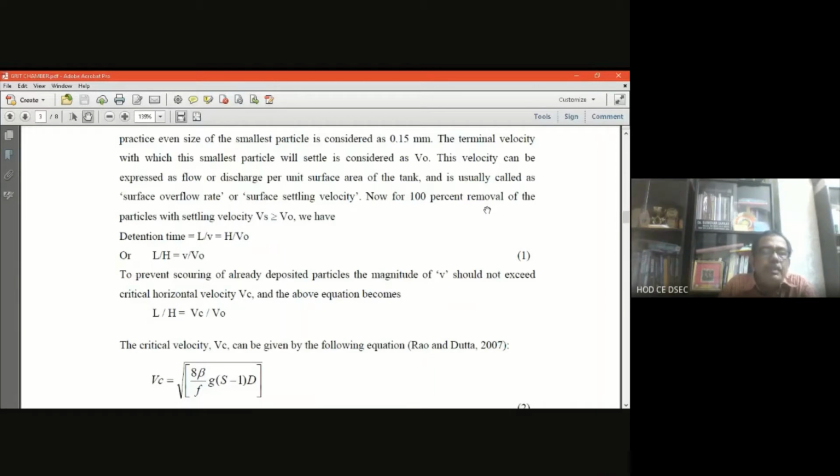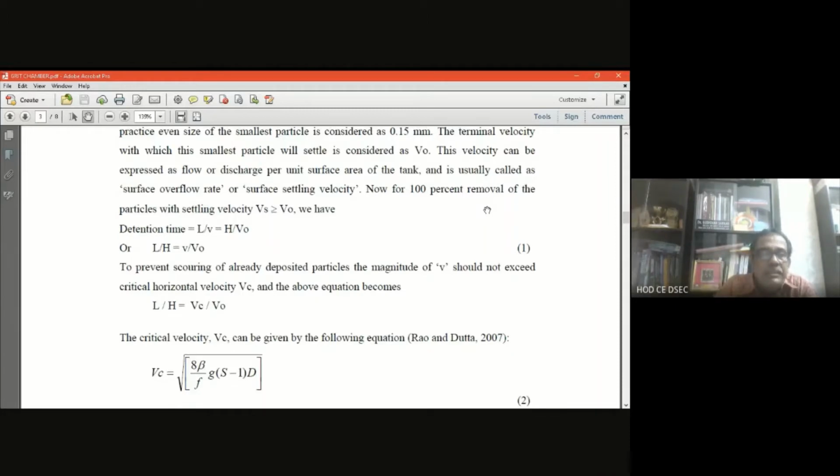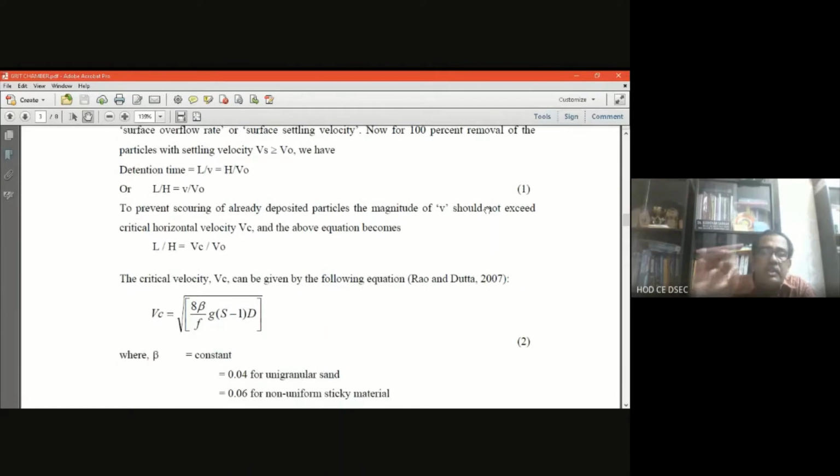Now, to prevent scouring of already deposited particles, the magnitude of V should not exceed the critical horizontal velocity Vc. So the maximum value of V is the critical velocity Vc, because if it is more than Vc, then scouring will take place and that will not be admitted. So we can modify the equation to L by H equal to Vc by V0 instead of V by V0, putting the limiting value V equal to Vc, so that no scouring of the deposited particles takes place.